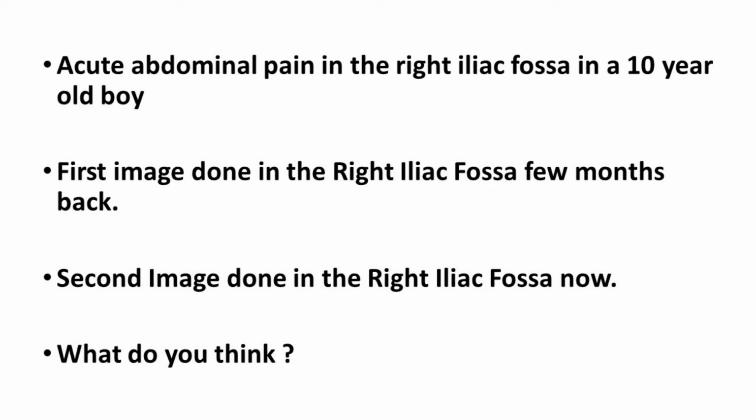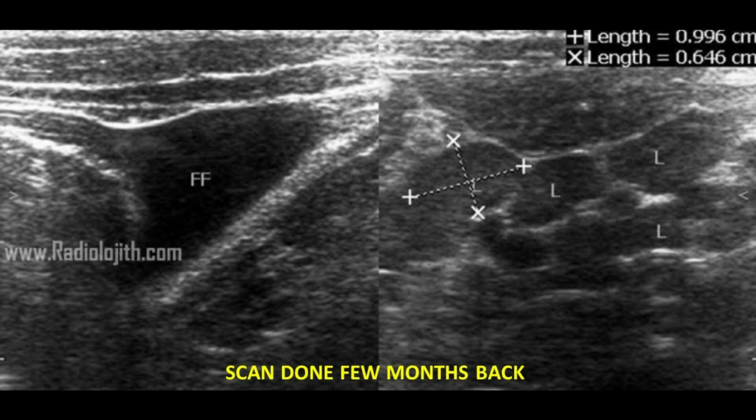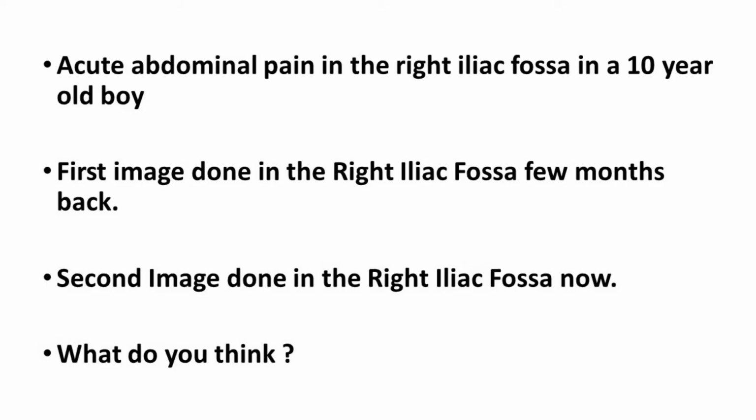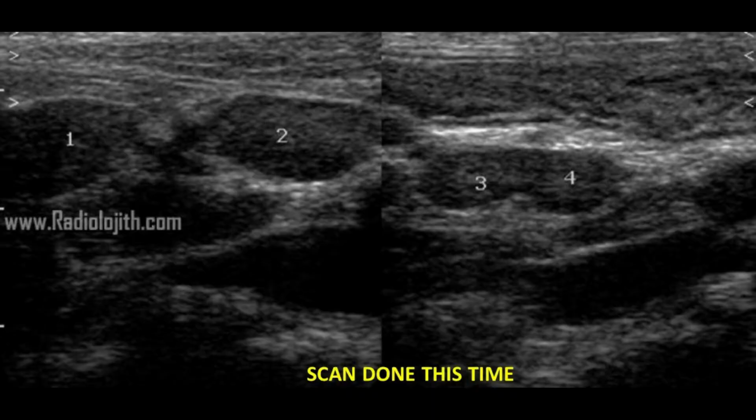A 10-year-old boy came for an ultrasound of the abdomen due to acute abdominal pain in the right iliac fossa. I am giving the first image, focusing on the findings in the right iliac fossa. The same boy came again with the same acute abdominal pain in the right iliac fossa after a few months. I am giving the second image, focusing on the findings in the right iliac fossa again.